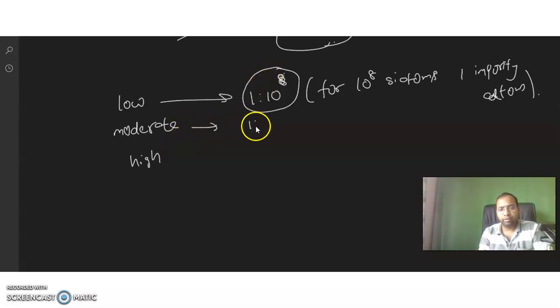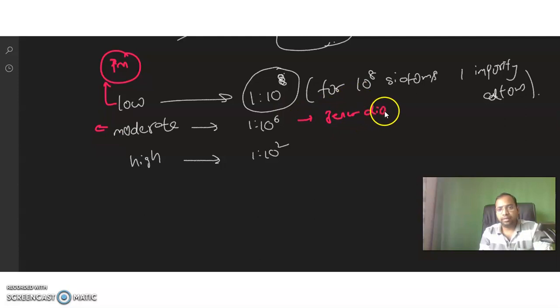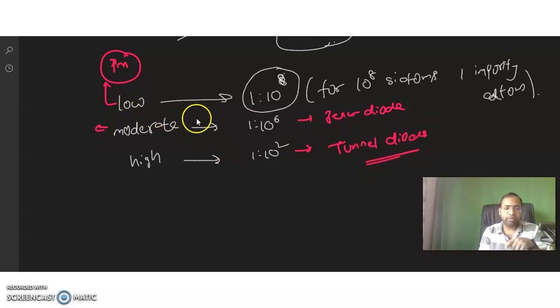And moderate doping means 1 in 10 to the power of 6. High doping means we can take approximately 1 in 10 squared. So coming to the applications, low doping means the normal conventional PN junction diodes. Moderate doping means the Zener diodes. And high doping, 1 in 10 squared, means the tunnel diodes. See, you may check down here. If you change the doping concentrations of the PN junction diode, then their applications also change. Am I correct or not?